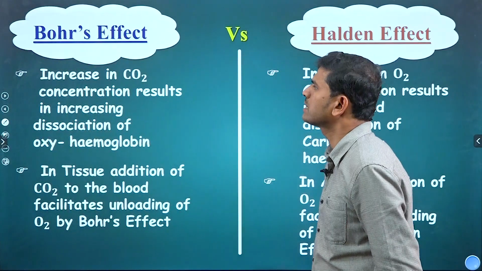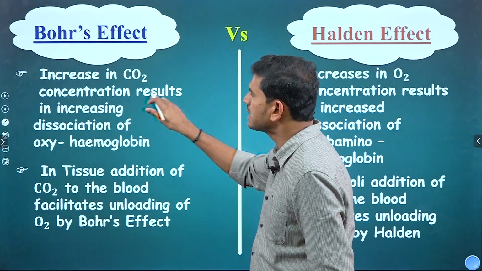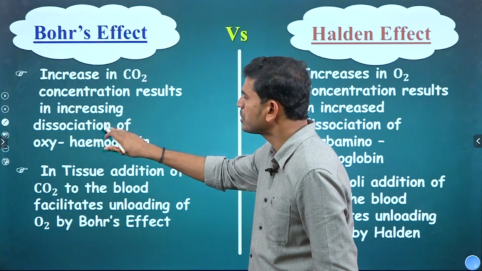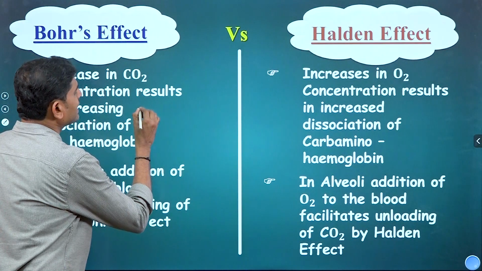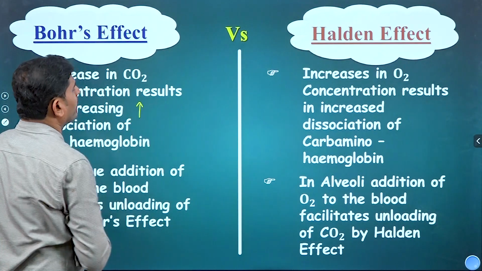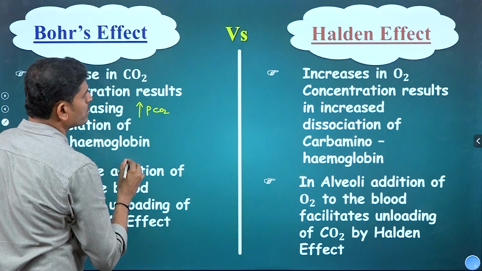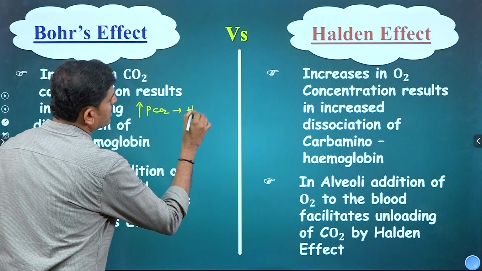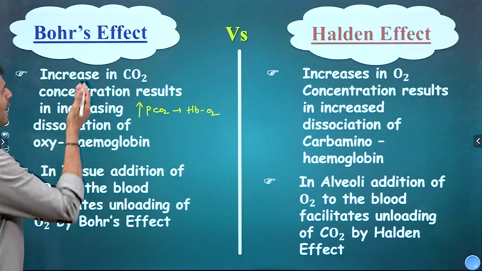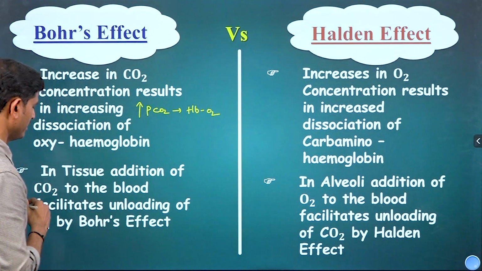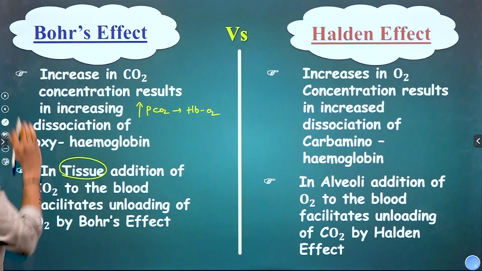So what is this here? Bohr's effect is that an increase in CO2 concentration results in increased dissociation of oxyhemoglobin. We already discussed this one. Which one increased here? CO2 concentration, PCO2 increased. Then it favors the dissociation of HbO2. At which level? At the level of tissues only. This is the main thing from Bohr's effect.